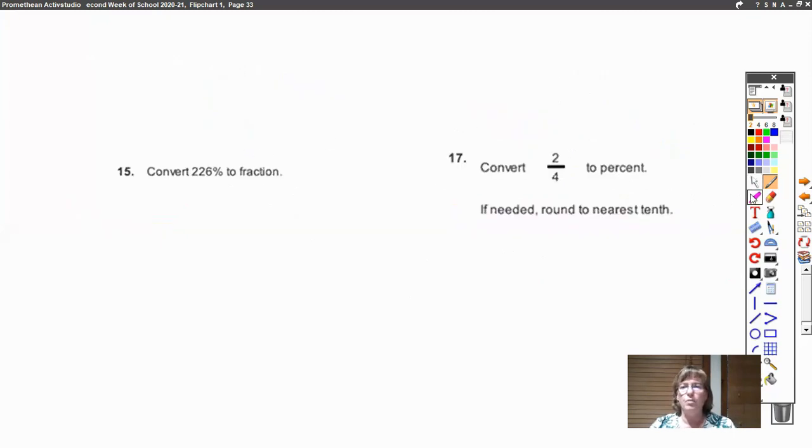The next ones we're going to convert to a fraction. So we have a percent, and we're going to go to a fraction. In order to do that, I need to make sure that you understand what percent actually means. So I want to go ahead and write this down. Percent, which looks like this, actually means per 100. That's what it actually means, okay? So percent means per 100.